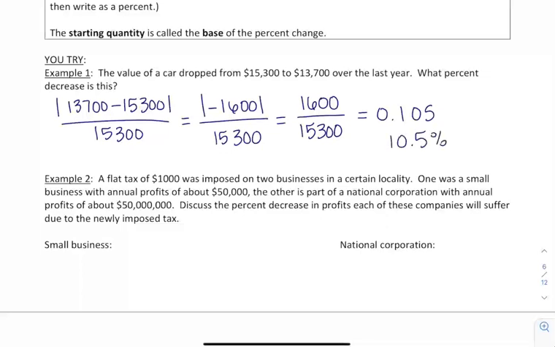Now, we do like to talk about increase and decrease. Since this was going down and it said decrease, we do want to indicate that this was a decrease and not an increase. Sometimes you will see the decrease represented with a negative.